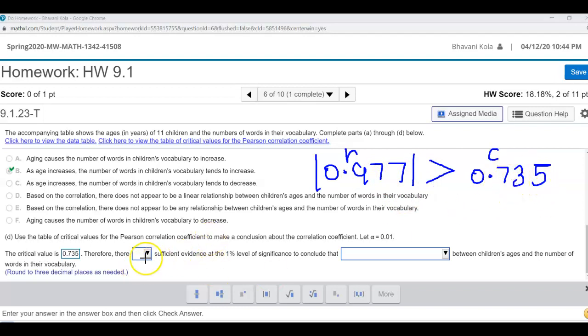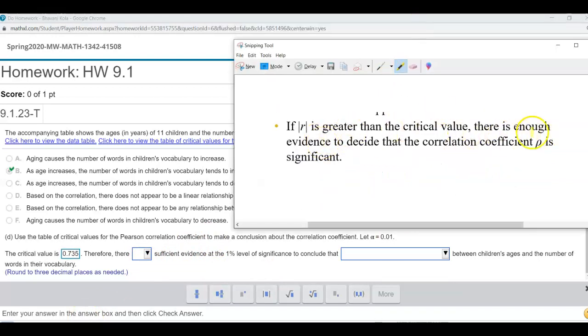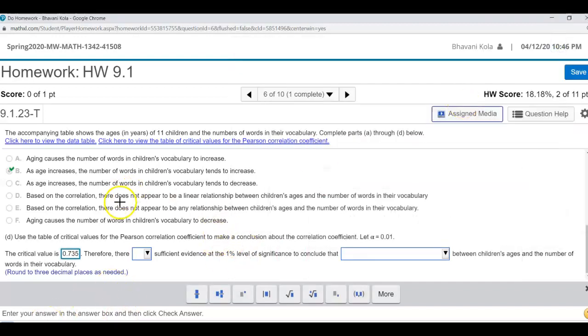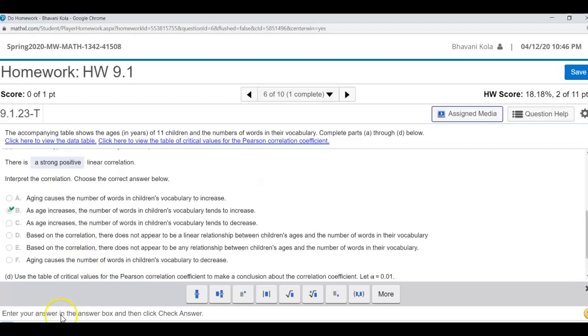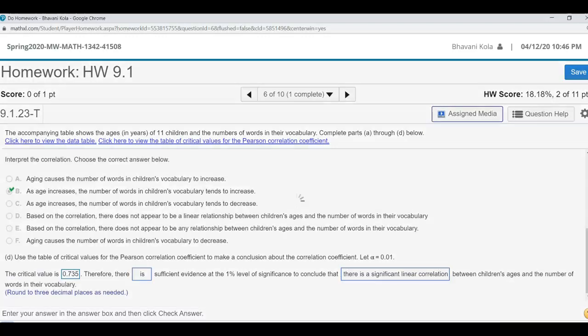When R is greater than critical value, what do you conclude? If your R is greater than your critical value, then you say that there is enough evidence to decide the correlation coefficient rho is significant. So my R value was 0.977 and the critical value is 0.735. So my R is greater than critical value. So there is enough evidence to conclude that there is a significant linear correlation. And you check your answer.